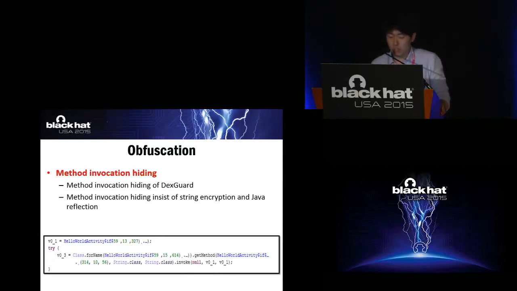Normally, method invocation hiding is implemented with a combination of string encryption and Java reflection. First of all, it has to decrypt an encrypted string and invoke Java reflection APIs with the decrypted string to invoke the hidden method. So if we can trace string decryption and Java reflection APIs, it's going to be solved very easily.